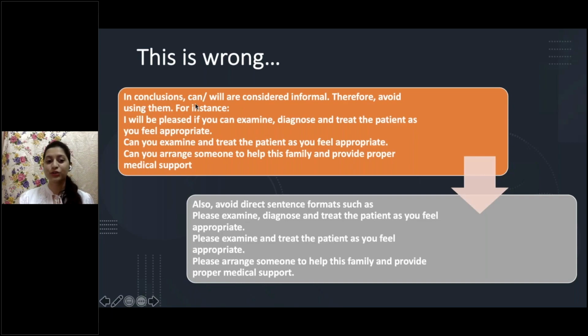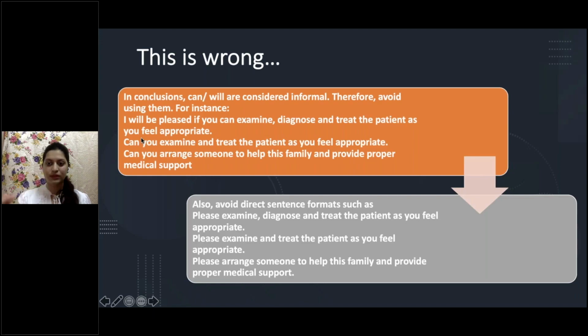In conclusions, can or will are considered informal, so avoid using them. For example, "I will be pleased if you can examine, diagnose, and treat the patient as you feel appropriate." So you see, will and as you feel appropriate, all that is informal language. "Can you examine and treat the patient as you feel appropriate?" Again, can. Try to use could.